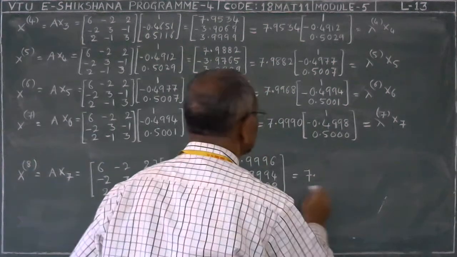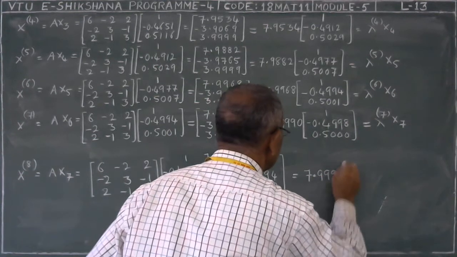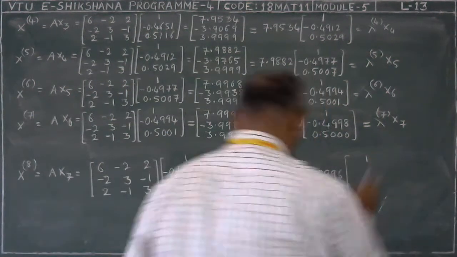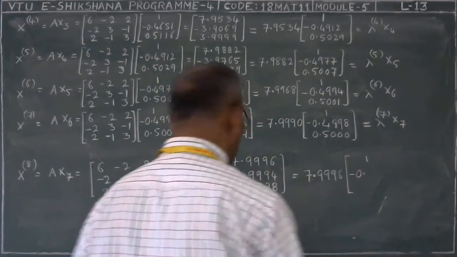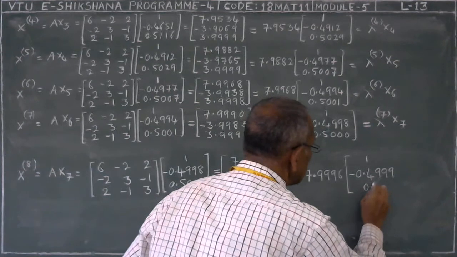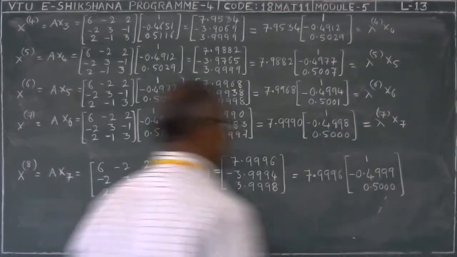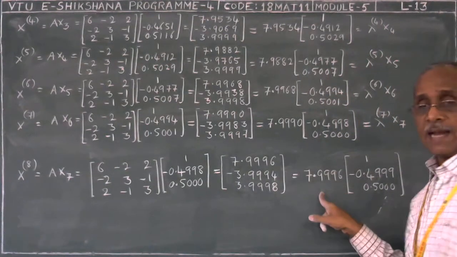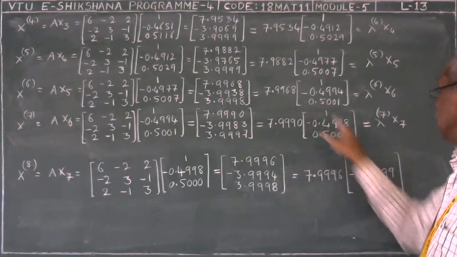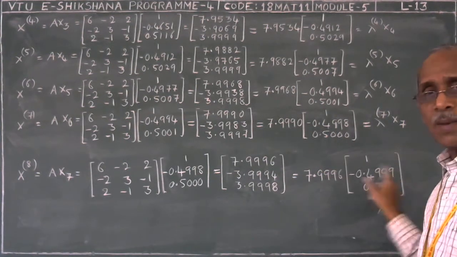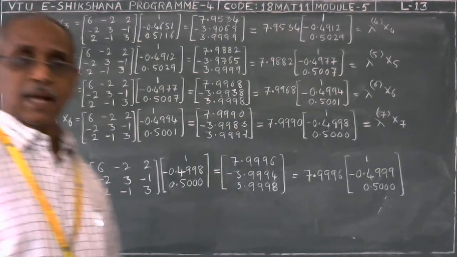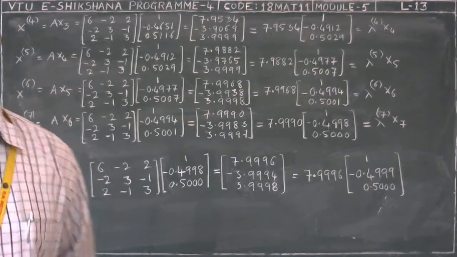7.9996. So if you take 7.9996 outside, and if you divide the other two entries by 7.9996, you get 1, 0.4999, 0.5. Okay. Now just compare the 7th and 8th iterations. They are nearly the same. 0.5 is coinciding with this, 1 is coinciding with this, and this element is differing only by 0.0001. Here also 0.0006. So we can stop the iterations, observing that the 7th and 8th iterations are nearly the same.